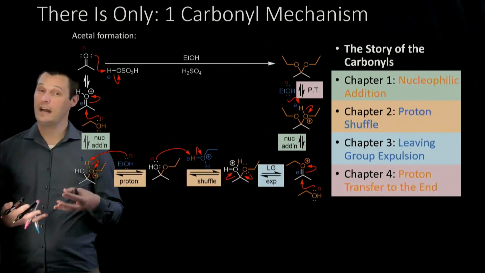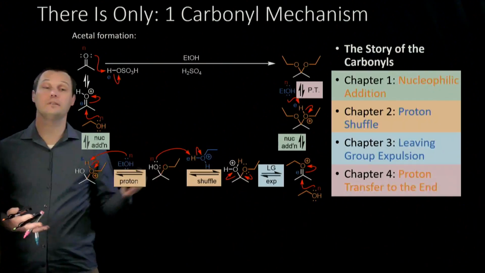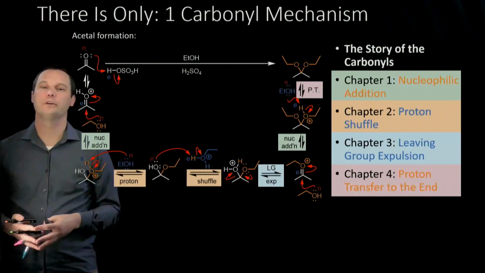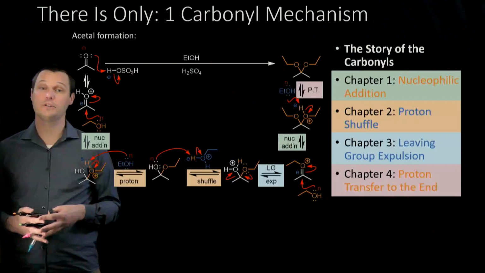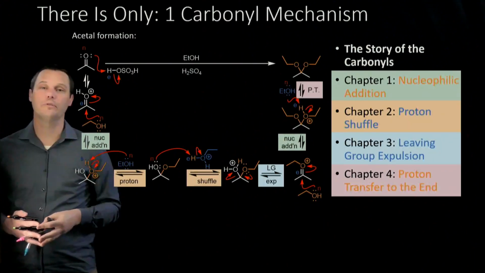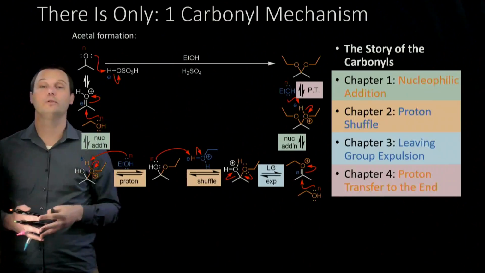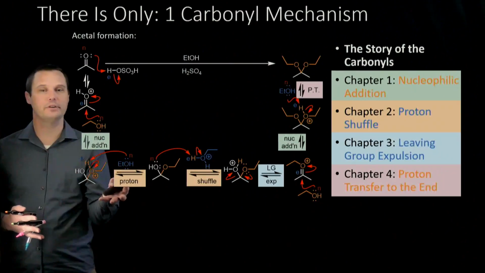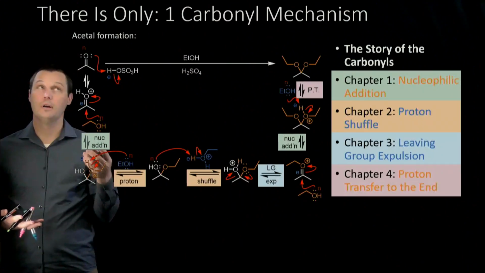Even our most complicated mechanisms, the ones that feel really scary to us, can really be broken down into these four chapters. Take the acetal formation reaction, often a historically confusing reaction for students. Still follows the same four chapters. I have a carbonyl, I want to attack it with a nucleophile, but I have a weak neutral nucleophile, so first I need to add an acid to make the carbonyl more electrophilic so that even a weak neutral nucleophile can attack, nucleophilic addition. Once I do the nucleophilic addition, that alcohol that I added is the best leaving group, but I want it to stay.